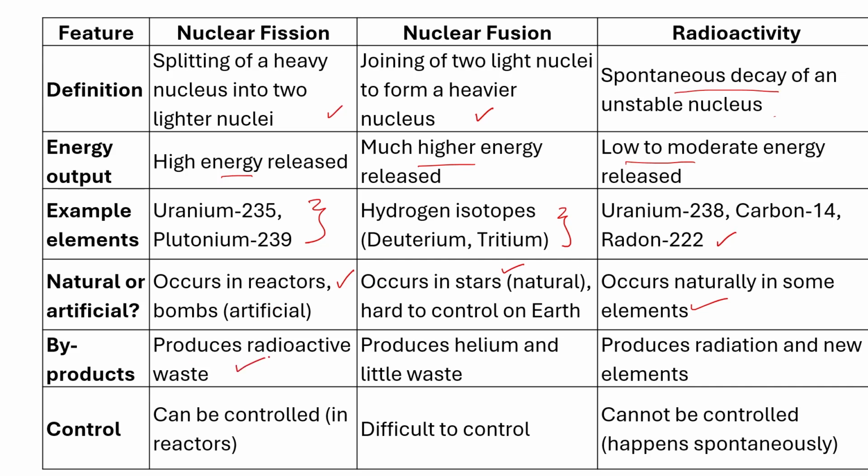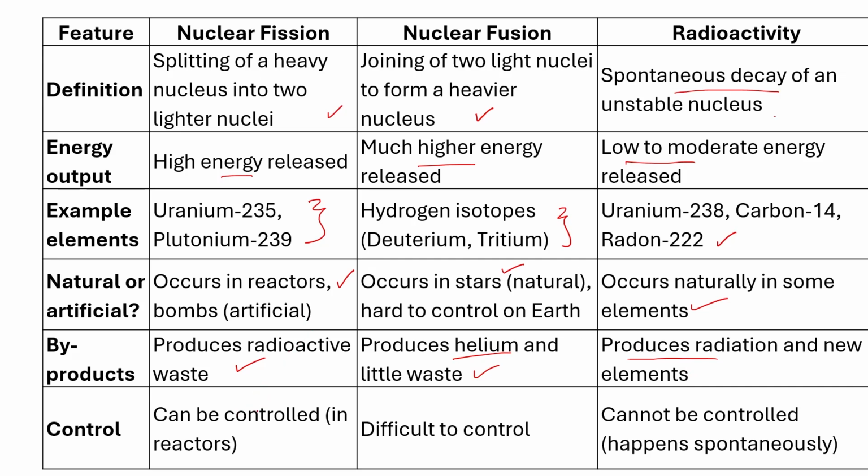Nuclear fission produces what we call radioactive waste, so it's very, very dangerous. Then the waste for nuclear fusion is actually not dangerous because there is little waste, producing helium, which is not harmful. Then radioactivity produces radiations and new elements. Of course, the radiations are very harmful. Here, alpha particles, beta particles and gamma rays.